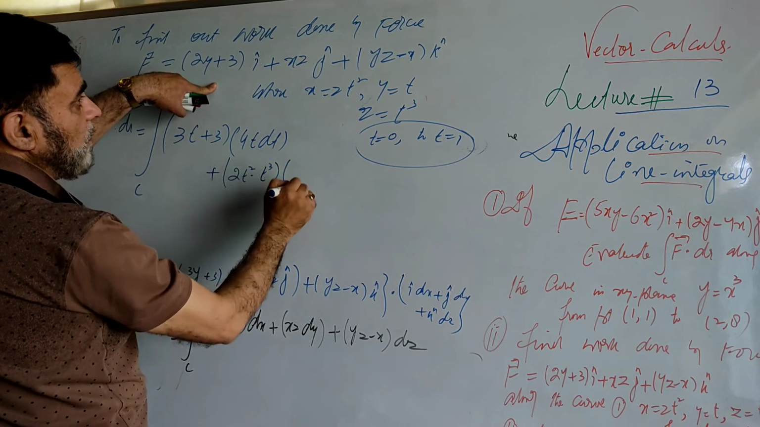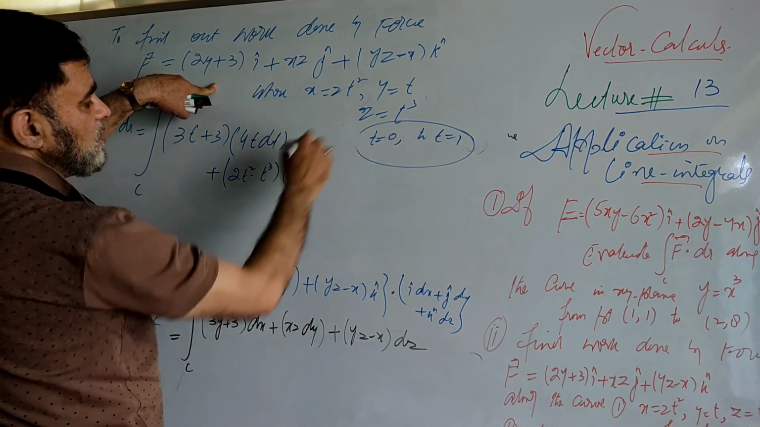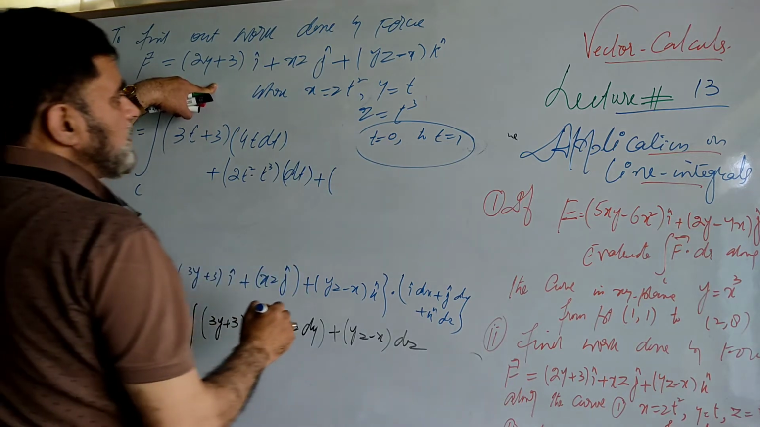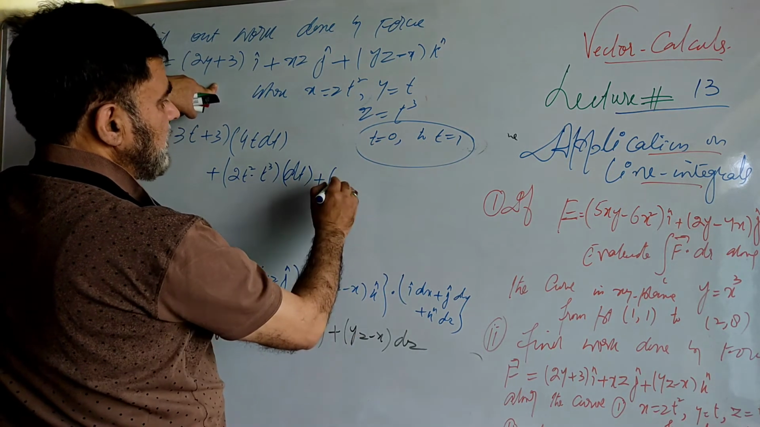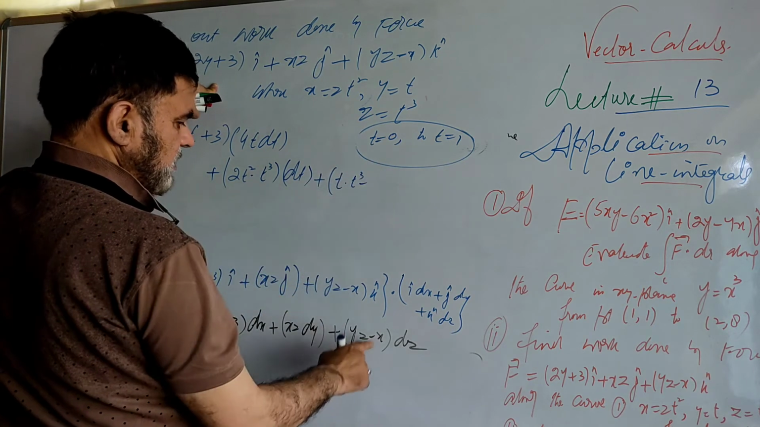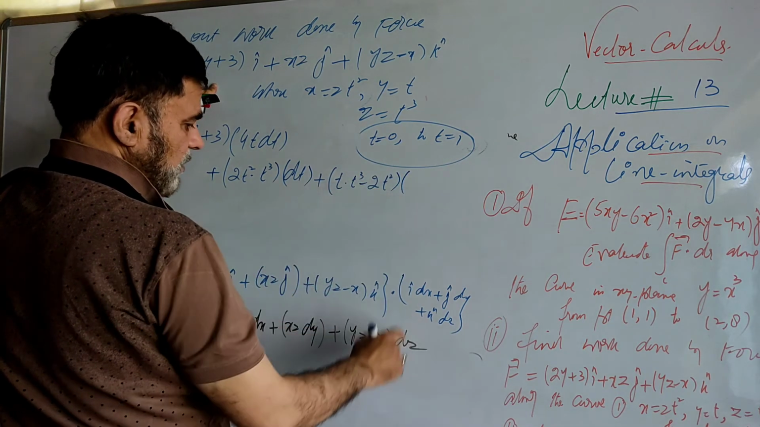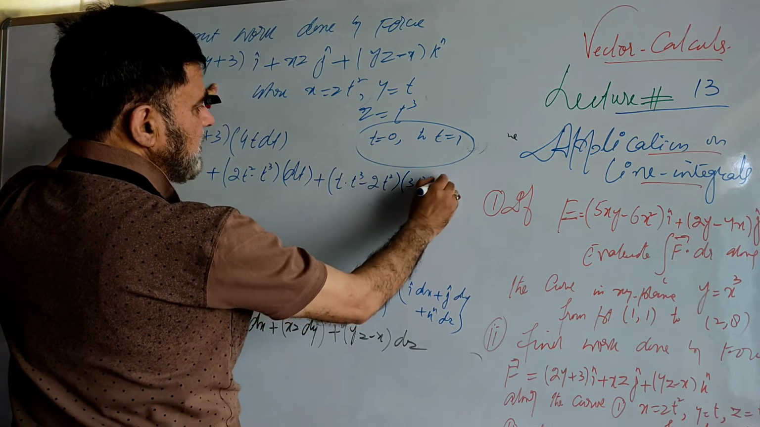Okay. What is your dy? dy is your dt, simple. Then plus yz minus x. What is y? It is t. What is z? It is t cube, minus what is x? It is 2t square. And now what is dz? It is 3t square dt.